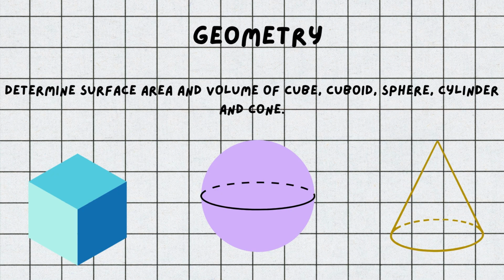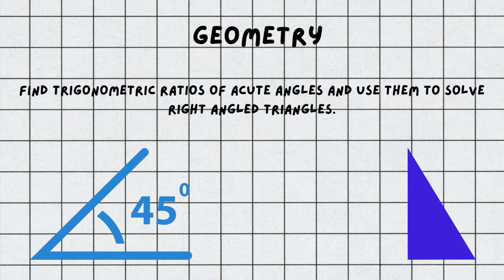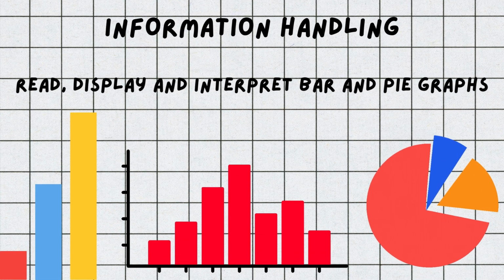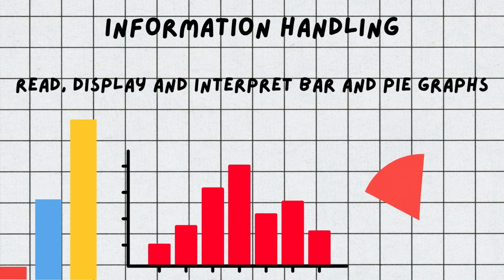Determine surface area and volume of cube, cuboid, sphere, cylinder, and cone. Find trigonometric ratios of acute angles and use them to solve right-angled triangles. Information handling. Read, display, and interpret bar and pie graphs.